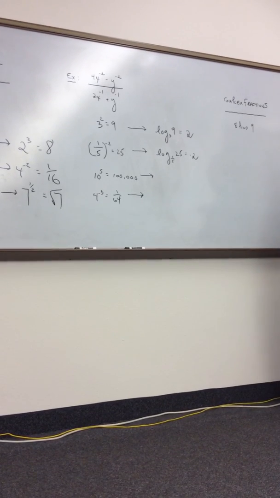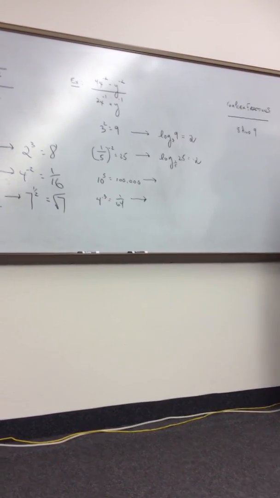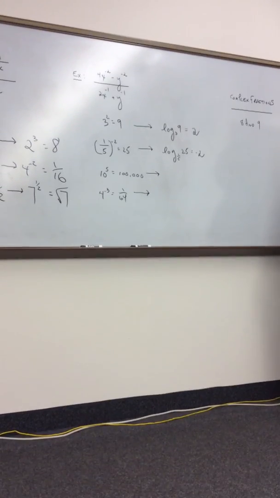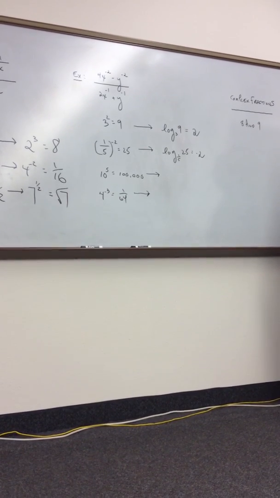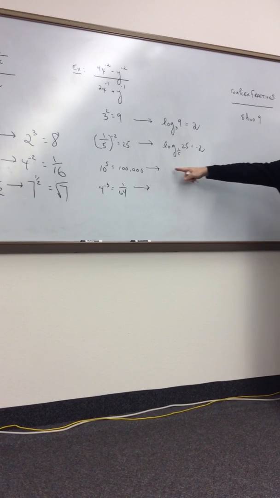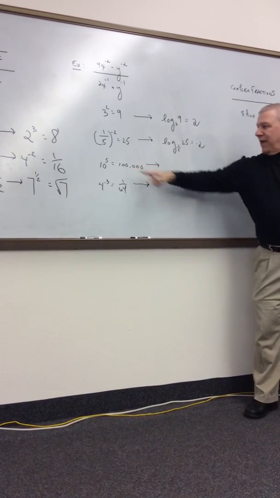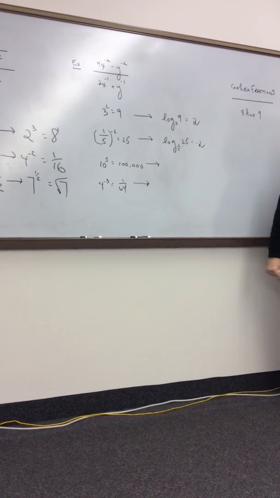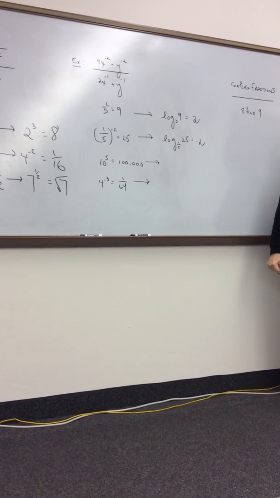Give me log form of the third one. Somebody. Jake, wake up. Thank you. Somebody, give me log form of that. 10 to the 5th equals 100,000. Write that in log form.